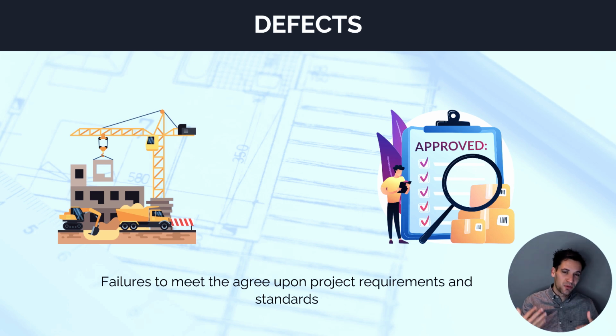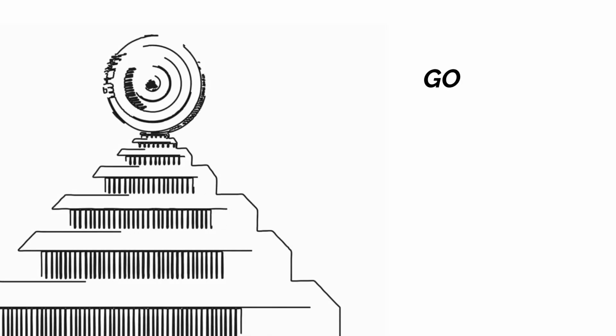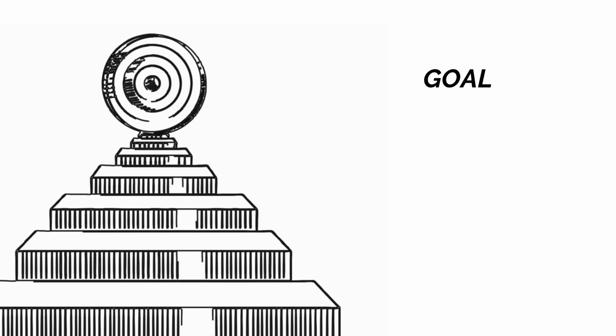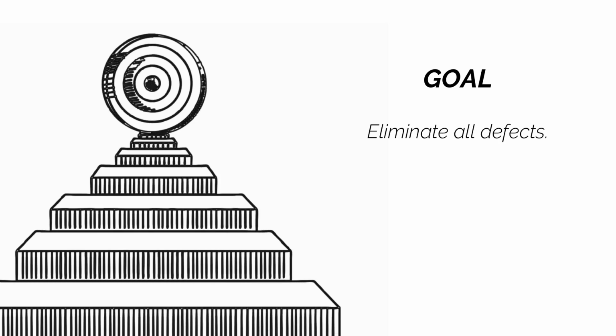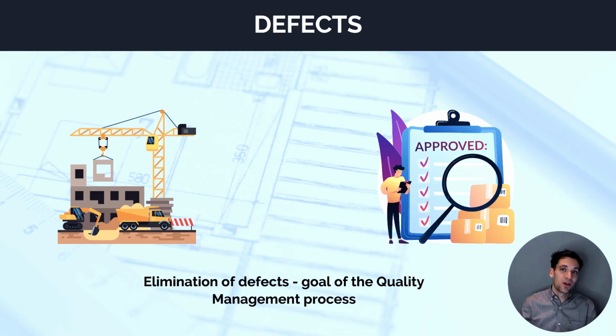So we go out, we deliver a construction project. As part of the quality management process, we're checking and verifying that what we're delivering meets the standards, and a defect is any failure to meet these specified standards. The ultimate goal of a quality management system is to eliminate defects, to have zero defects, to hand over a finished project that complies with all of the specifications and standards, and there's no deviations from these requirements.